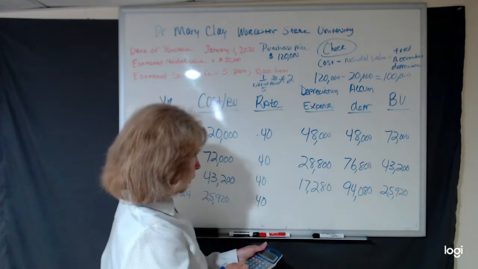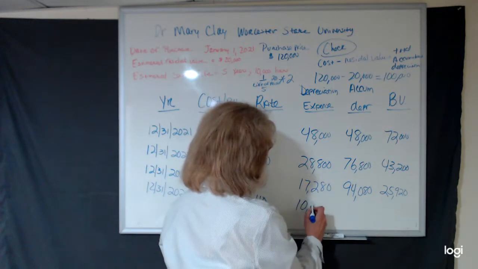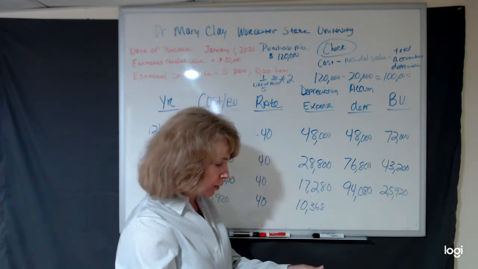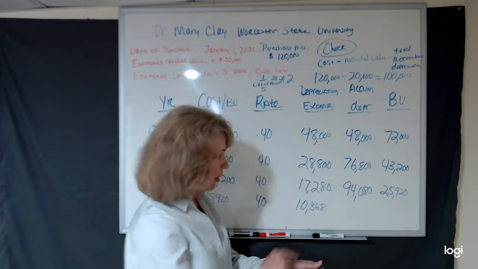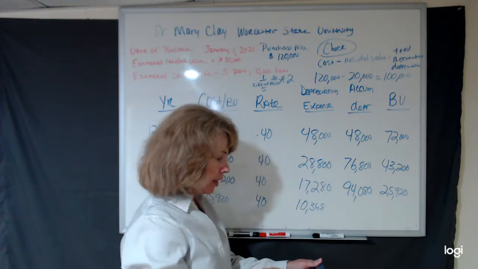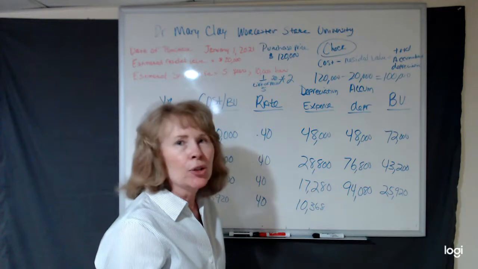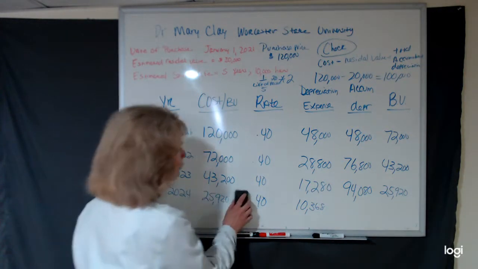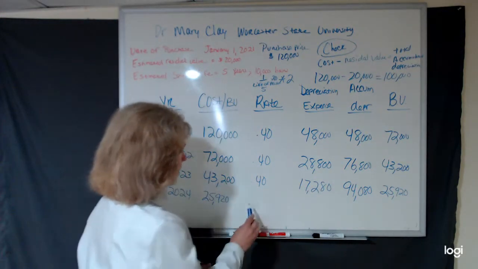Okay. And what do I get? I get 10,368. Well, guess what? If I do 10,368 plus my prior year accumulated depreciation, I get 104,448. I went over. I can't do that. So what do I do? I get rid of this. Okay? No rate.